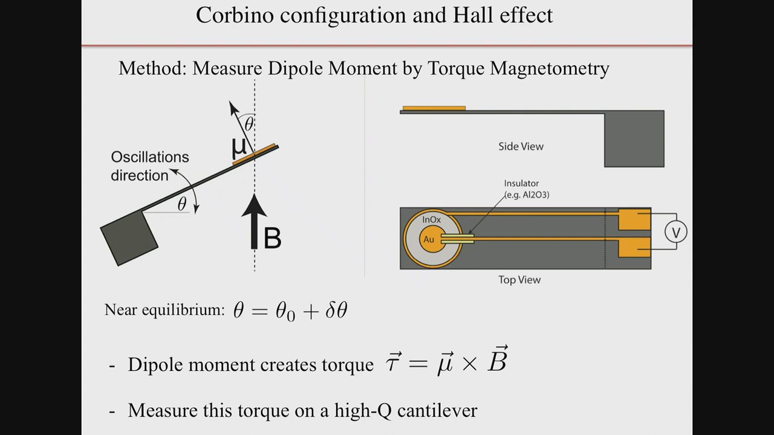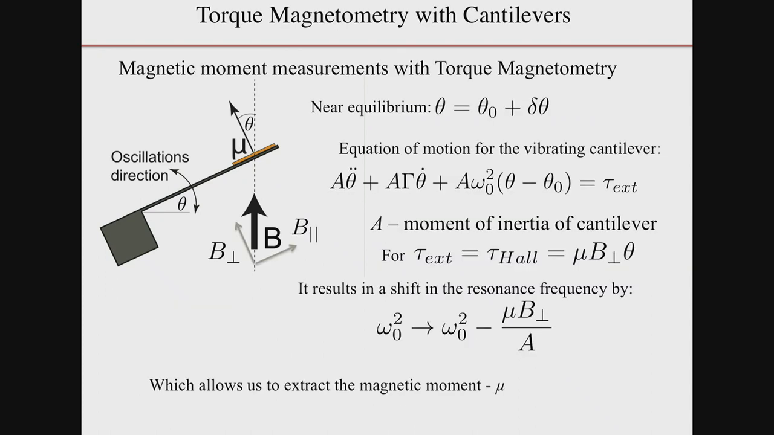So here is a configuration. How do you measure it? Well, the easiest way is you take your disk, you put it on a cantilever, and you look at the torque that is exerted on the cantilever by a magnetic field. And if you have a spontaneous moment, then you put a pure parallel field in order to produce the torque, and you are not sensitive, you are not contributing to the perpendicular one. Okay?